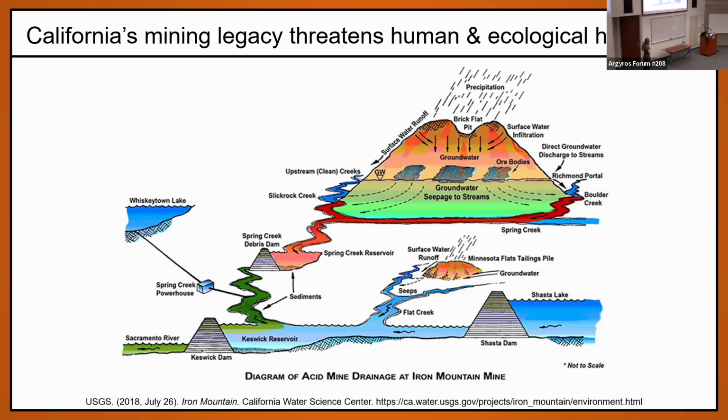And as you see, through sediments and various runoff, it flows into various reservoirs and eventually into the Sacramento River, which, as you can imagine, if you're a local resident, you do not want that in your water supply, and also it poses a lot of health risks to the overall ecology in the area.